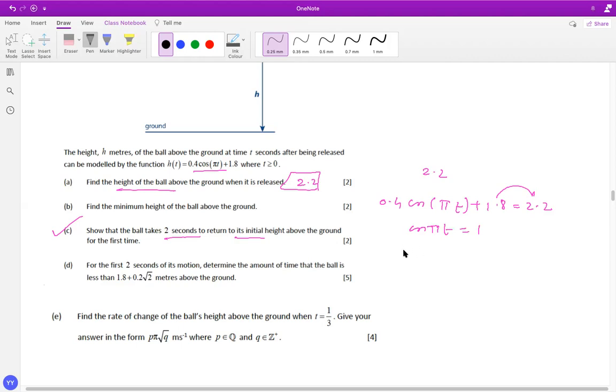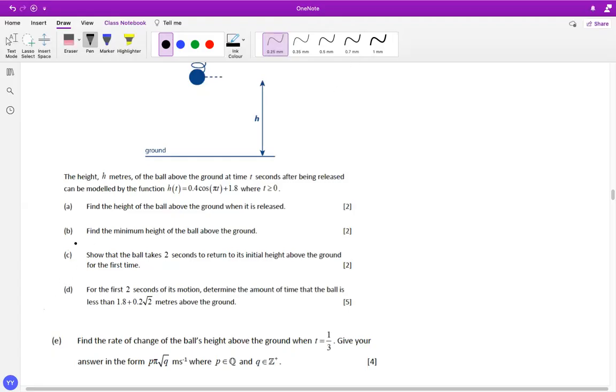So you get pi t equals either 0, 2 pi, 4 pi and so on. You notice t is 0, 2, 4 and so on, so you can see that it returns after every 2 seconds. The same could have been done by just finding the period of this. Because it started from here, went down and came back to 1, it completed one oscillation, which is 2 pi over pi. So that also gives 2 seconds. After 2 seconds, it returns there.